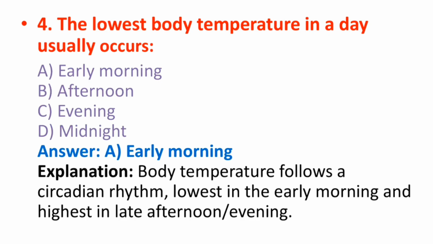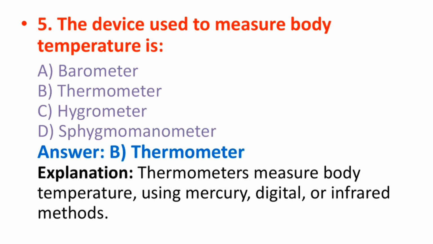The lowest body temperature in a day usually occurs: option A, early morning; option B, afternoon; option C, evening; option D, midnight. The correct answer is option A, early morning. Body temperature follows a circadian rhythm, lowest in the early morning and highest in late afternoon or evening. The lowest body temperature in a day usually occurs in the early morning.